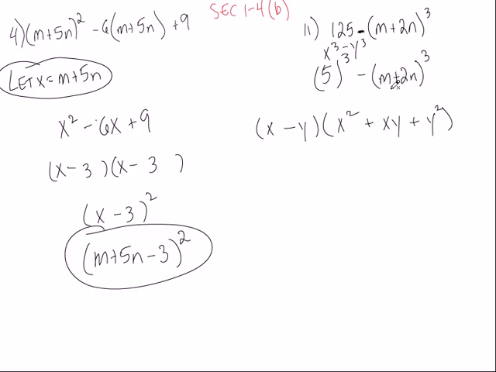Okay, this whole parentheses right here is being cubed, so that acts as our y. So wherever you see an x, you put in a 5. Wherever you see a y, you put in an m plus 2n. Make sense? Okay. So let's do it. What's this going to be? 5 minus y. What's our y? M plus 2n. Watch. M plus 2n.